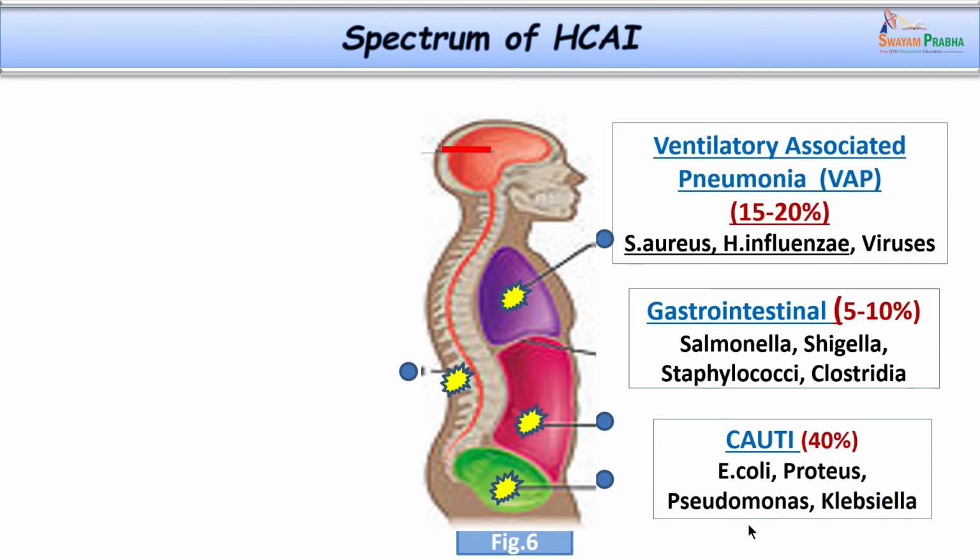The next one could be ventilator associated pneumonia, called VAP. They can contribute up to 15 to 20%. The organisms are Staphylococcus aureus, Haemophilus influenzae and some viruses.